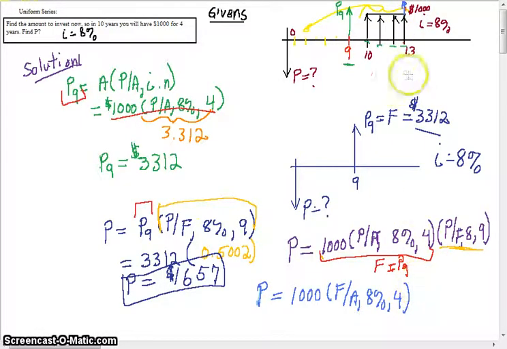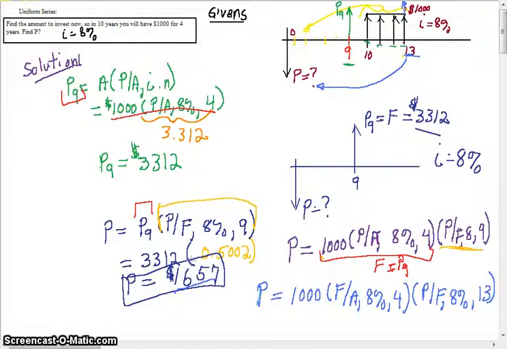And now I need to bring it back to year 0. And I do that this time by find P given an F, again 8%, but for 13 years. This 13 years, I need to bring it all the way back. So that's another way of doing this same problem, and you will get the same value. It may be off by a few dollars, just because of rounding errors or rounding in the table itself.